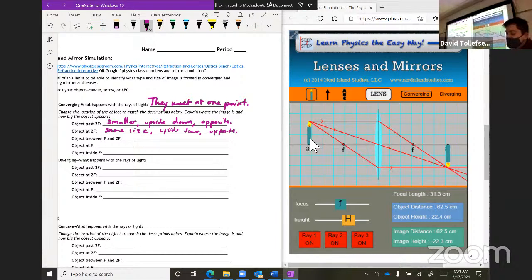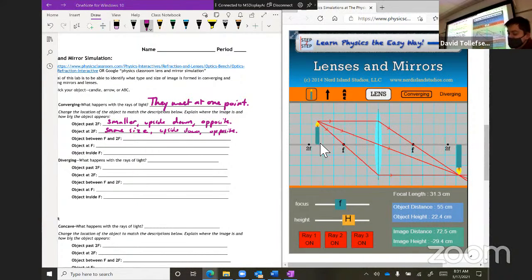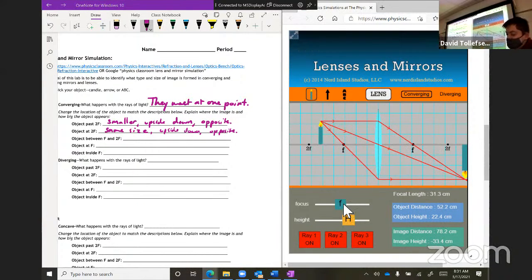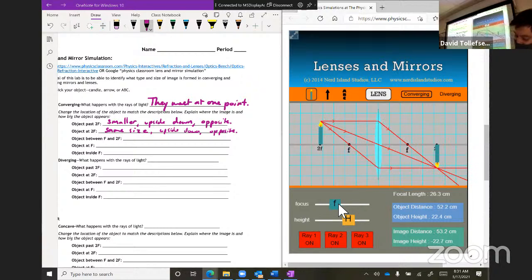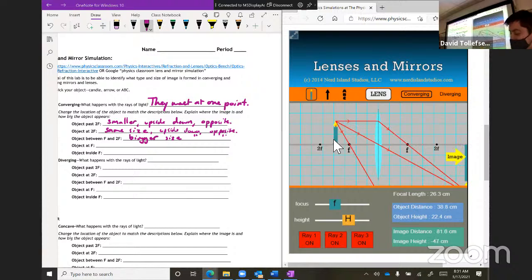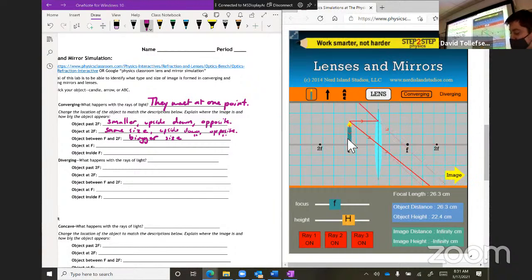If I put the object between F and 2F, what happens to it? It gets bigger. So bigger size, upside down, still opposite. And what happens when it's at F? It's out of the picture. Yeah, it kind of freaks out and does some weird things. So we just say it disappears or there's no image.